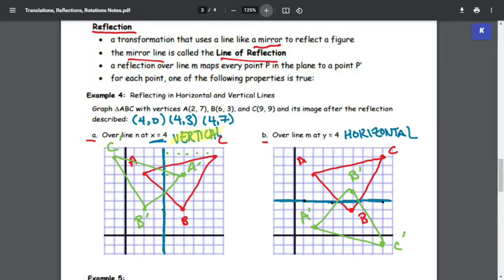But everything else in terms of reflecting, it should be pretty easy. B's 1 away, 3 away right here for our A. And then right here, we got 5 and 5 for those.